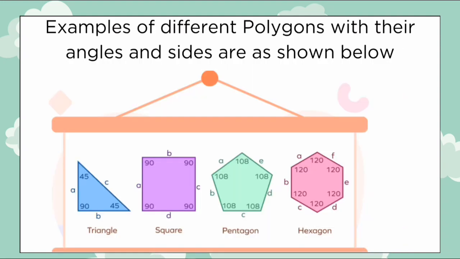So example of different polygon with their angle and size are shown below. So for triangle, it has 180 as the sum of the angle. For a quadrilateral shape, example is what? Square, and it has 360 as the sum of the angle. The next one is pentagon. Each angle is 108 and the sum of the angle is 540. And the next one is hexagon. The sum of the angle in hexagon is 720.